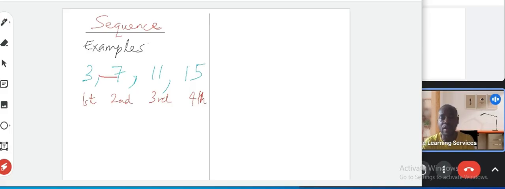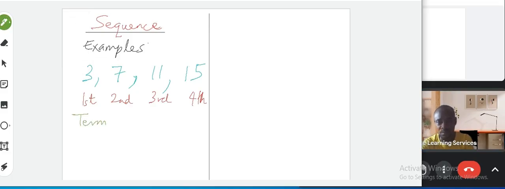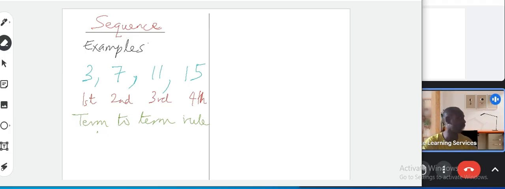Now, whatever you did to get the next term is what we call term to term rule. So, term to term rule is what? For this particular question, what's the term to term rule? Whatever you did to get from one term to the next term. Add 4. All right, so you added 4.